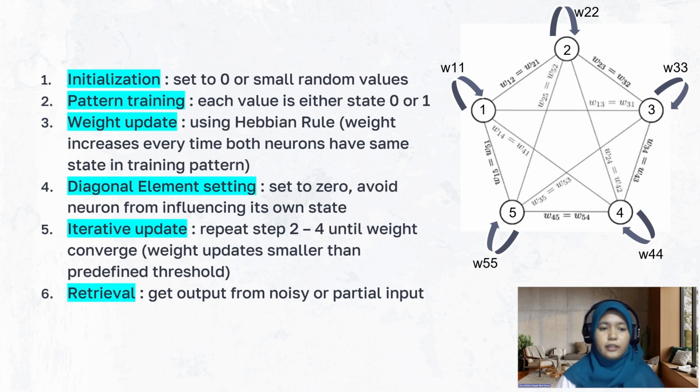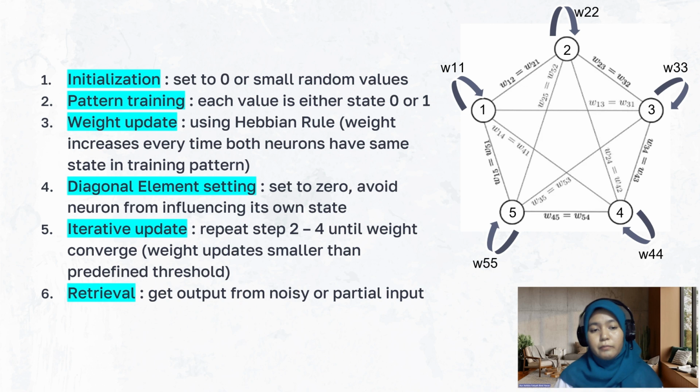And third, based on those neurons' values, we will update our weights. Those lines between neurons, that is the weight, the connection. We use the Hebbian rule, which states that the weight increases every time both neurons have the same state as in the training pattern. Like I said before, if the friends always see each other together, then their connection becomes stronger.